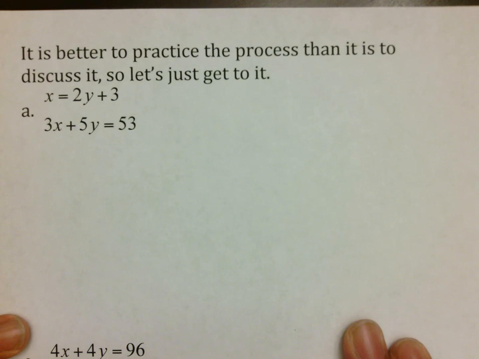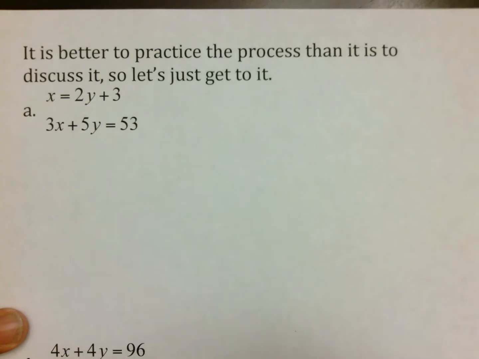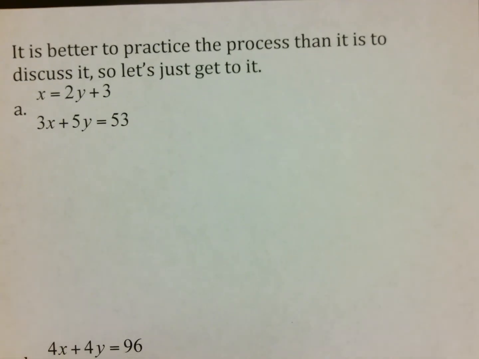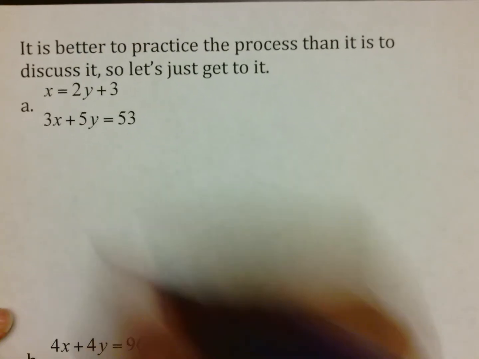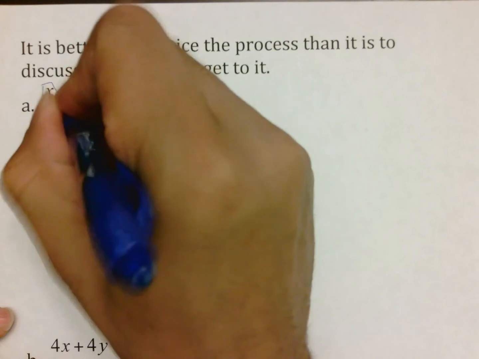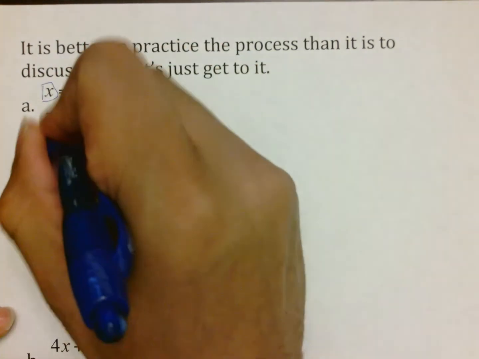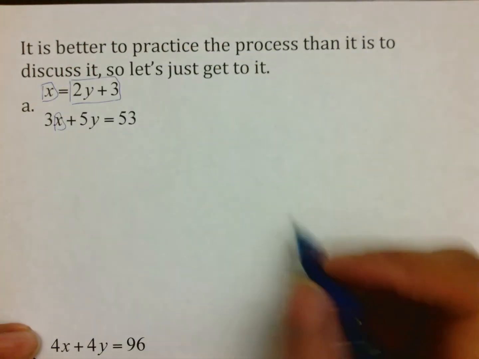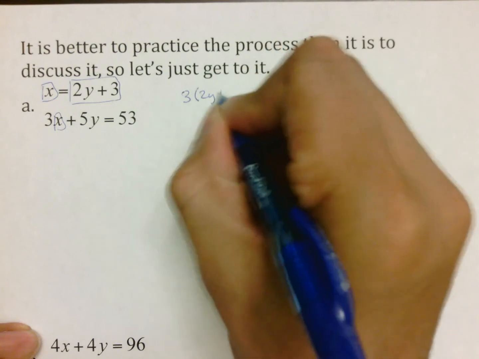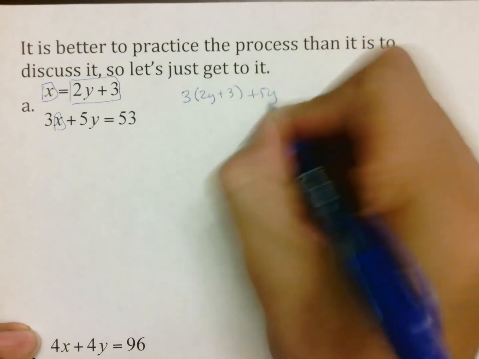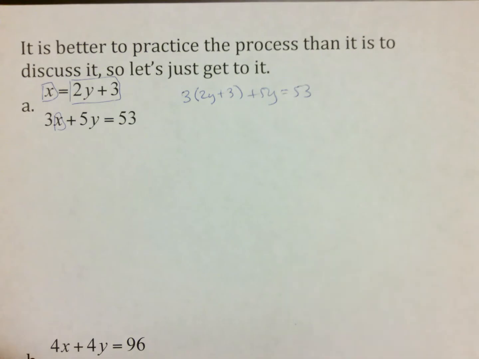Again, by the end of the day, you are going to be asked to do the full process, although in the beginning of the day, you will not have to actually substitute. It would just be the 4 steps that we're doing there. So in this substitution on A, we're going to substitute for x, and we're going to turn this into 3 parentheses 2y plus 3 plus 5y equals 53.